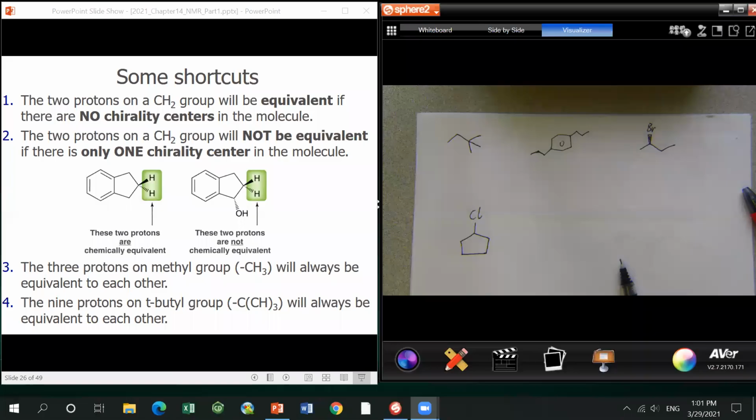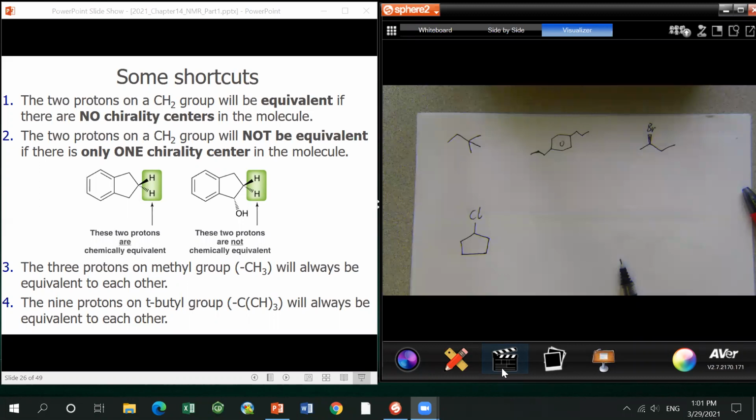Look at the relationship of the two molecules. If these two molecules are identical or enantiomers, then these two protons should have the same chemical shift. If they are constitutional isomers or diastereomers, then they will have different chemical shifts.